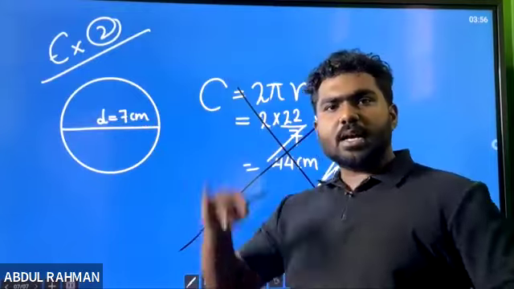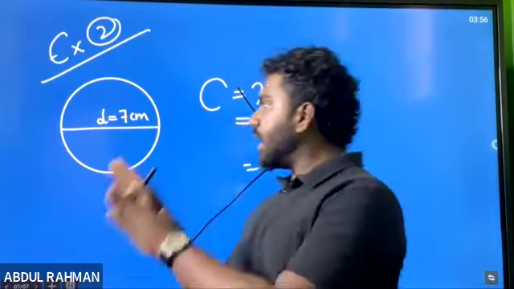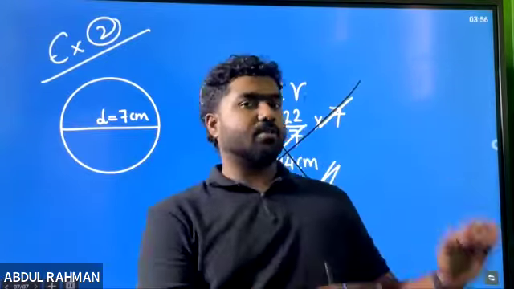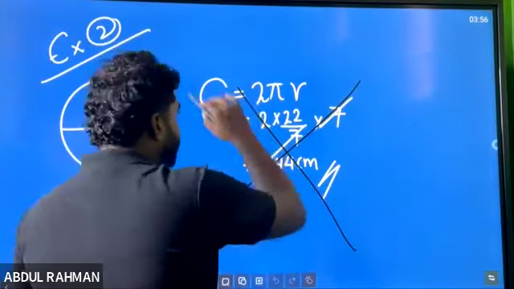Coming to this one, it has not given me the radius. This has given me the diameter. How can I take the diameter and substitute it in the place of radius? Not possible. So I need to think a little bit vigilantly.